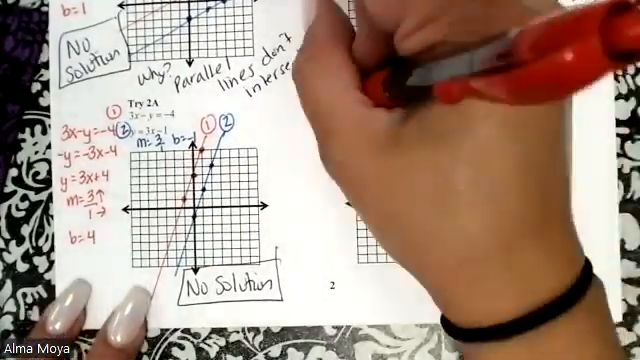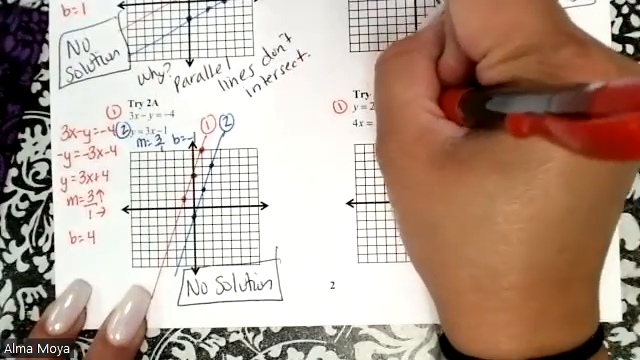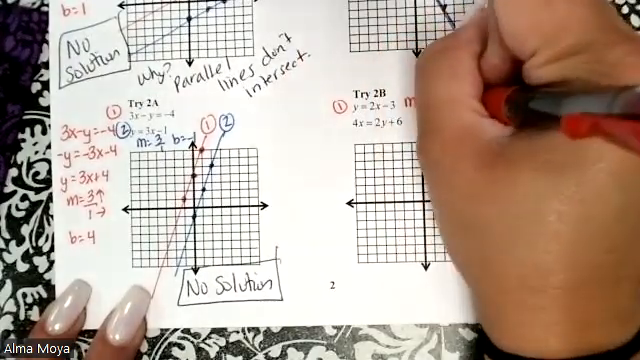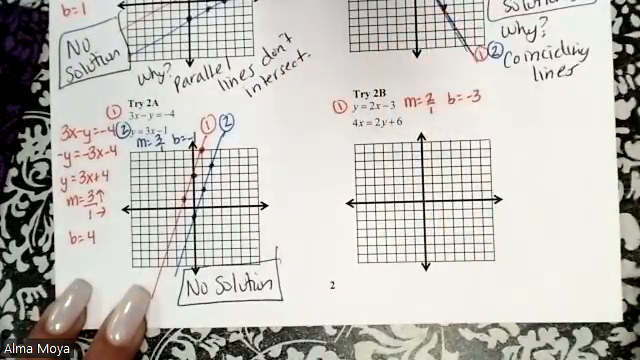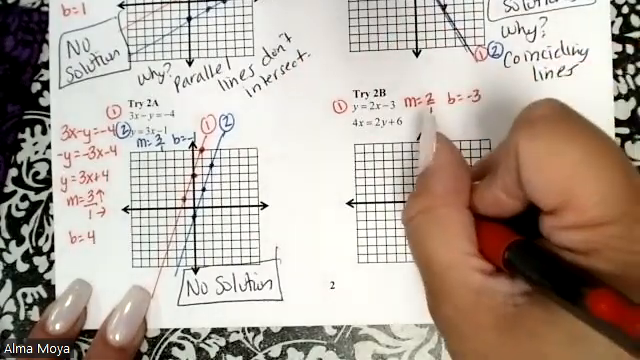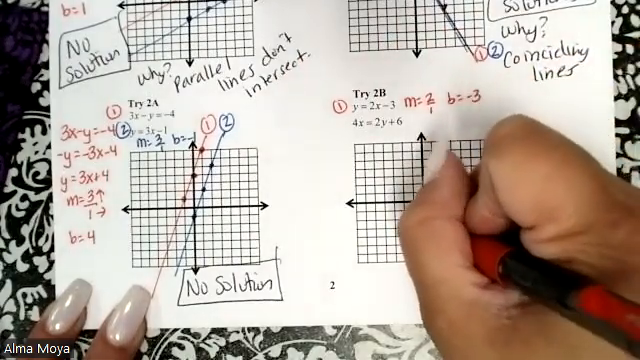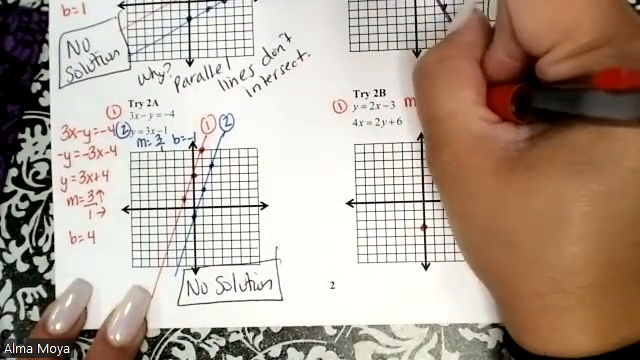On 2b, right here, my m is going to be 2 over 1, and the b is going to be a negative 3. So negative 3, negative 1, negative 2, negative 3, that's my y-intercept. And then my slope goes up 2 over 1.